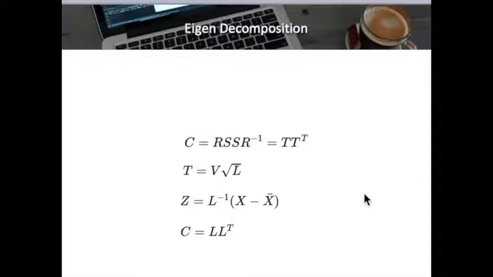Okay, so what we've shown now is that we can form the transformation matrix T from the covariance matrix. And we can also use an inverse of T to remove correlation from the data.